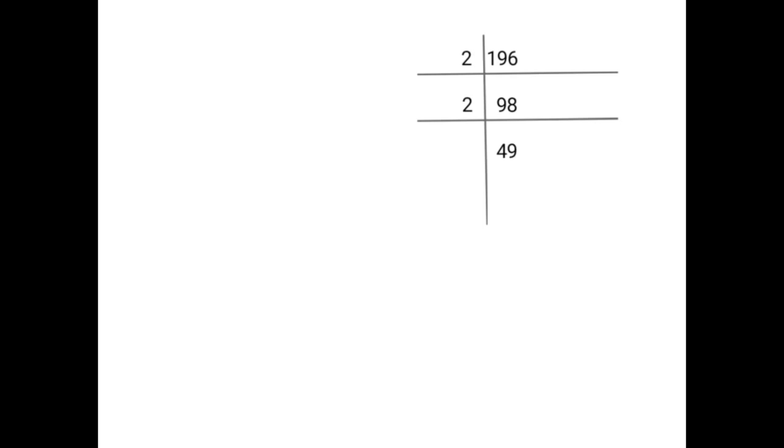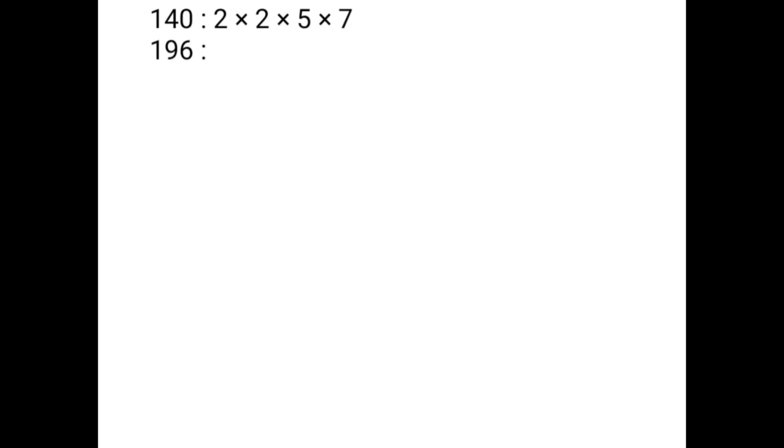Now number 49 is directly going 7 table. 7 7s are 49. 7 is the prime number. Prime number you have to write as it is and you have to divide by the same number, that is 7. 7 1s are 7. 196 is 2 into 2 into 7 into 7.